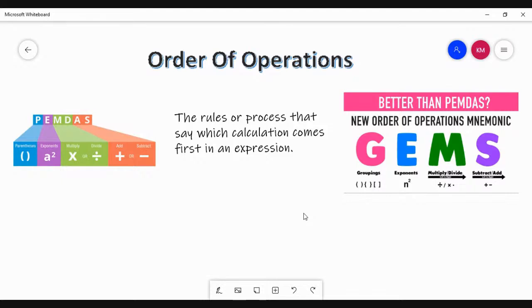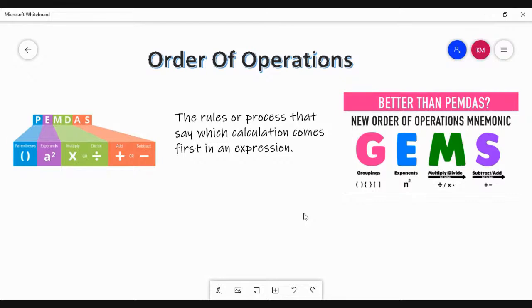Now, if you finished high school around 2010, maybe 2011, the custom name for the order of operations that I am used to is PEMDAS, which also stood for Please Excuse My Dear Aunt Sally. And so the order of operations has always been parentheses, exponents, multiply or divide, add or subtract.